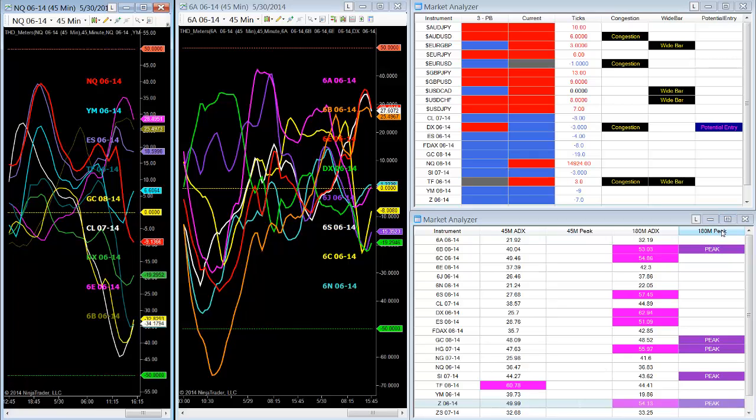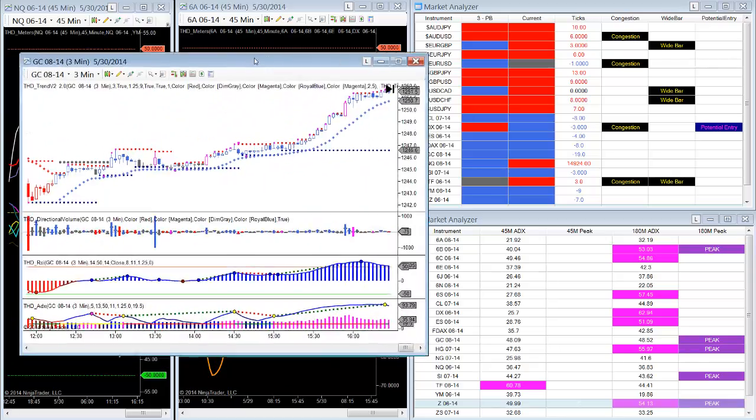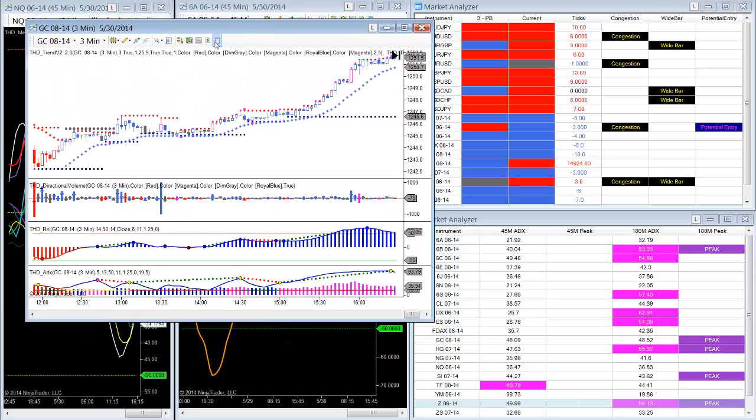And then on the 180, you can see that we've had a lot of magenta peaks. Anytime we have magenta peaks, we are expecting the market to retrace back to the ATR. From where this peak comes in on a 180-minute chart back to the ATR is usually a significant trade on a lower time frame.